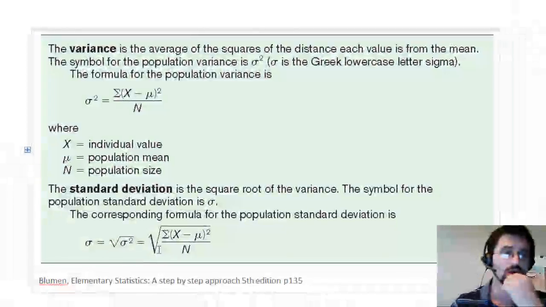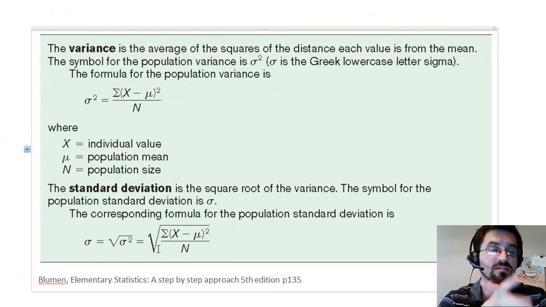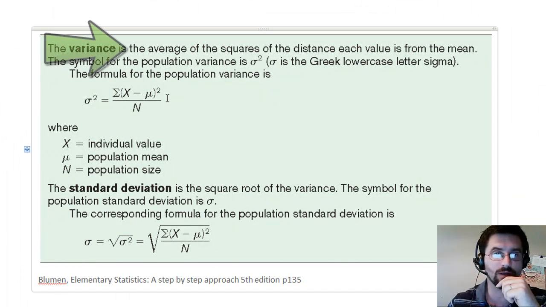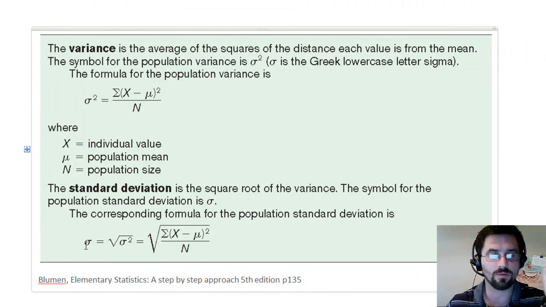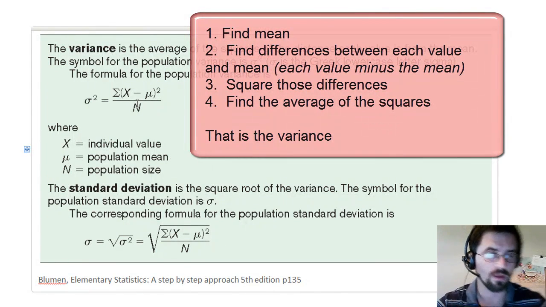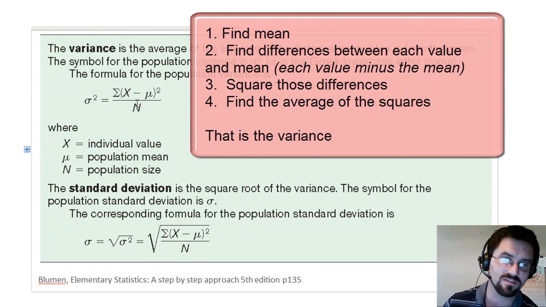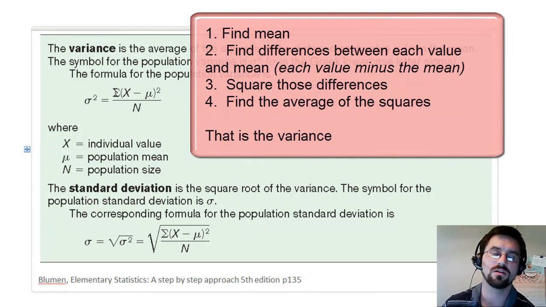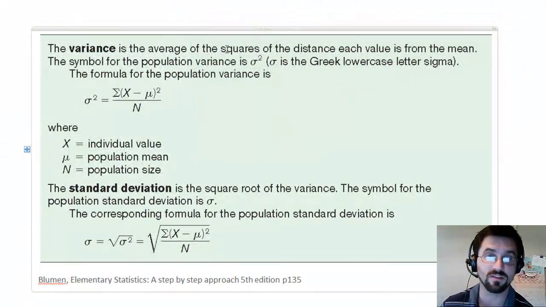So the variance is the average of the squares of the distance that each value is from the mean. That's right up here. This is taken from page 135 in your book. So once we find the variance, we take the square root. How do we find the variance? We start by finding the mean. Then we list all the values and subtract the mean from each one. That is the differences. We square those differences, and then we find the average of those differences, because the variance is the average of the squares of the distance each value is from the mean.